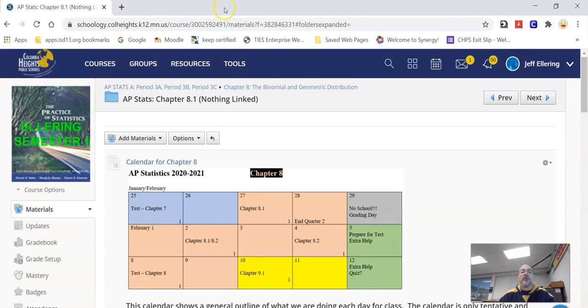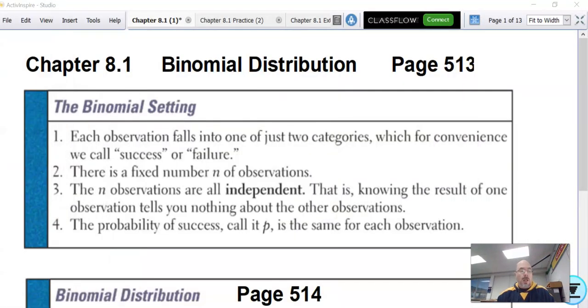All right, let's get rolling here. First of all, a binomial distribution has to meet 4 conditions. Binomial should be obvious: you know that bi means 2. Number 1, the observation must fall into one of just 2 categories, which for our convenience we will call success and failure. Just a warning, success doesn't always mean it has to be a good thing. Success is the question that is being asked about. It doesn't have to be a good thing to be a success.